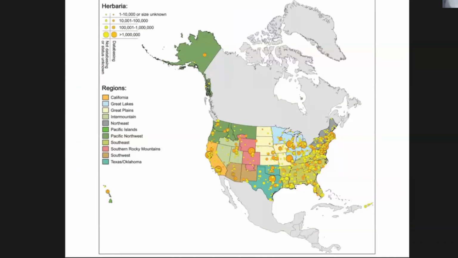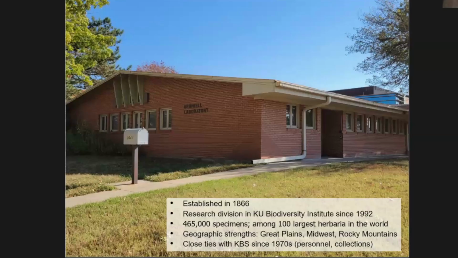This map was put together, I think, about 15 years ago, and it just shows the major herbaria in the United States. And you'll notice that there are some big ones on the West Coast and East Coast, but look at the Central Plains. There's a relative dearth of large collections in this part of the world. And that's why the collection here at the University of Kansas is so important, because it provides a lot of that information that we need to understand floristic patterns in this part of the world.